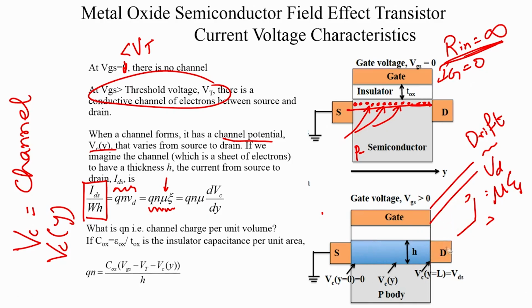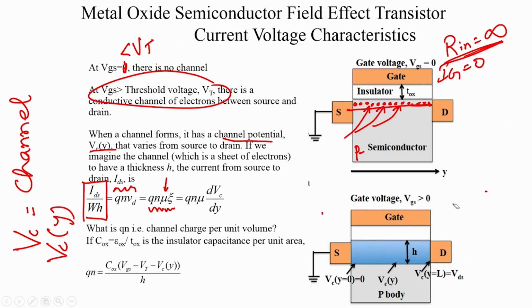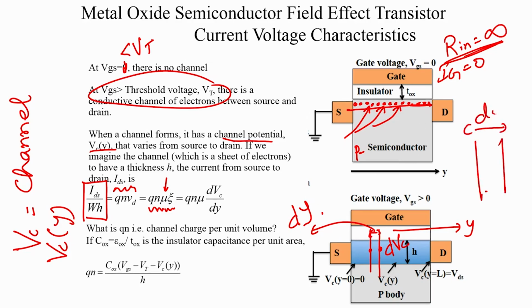So, if I were to now take a little section, we already know what the channel potential is, right. So, let us take a small section here. So, that is our y direction, and let us say the section has got a length dy, okay, and we say that the voltage drop across the section is basically dVc, that is a delta of the channel potential. So, what is the electric field across the section? It is dVc by dy. So, we replace this electric field term by dVc by dy. So, you have Q n mu dVc by dy as your current density, and that is equal to your IDS by Wh.